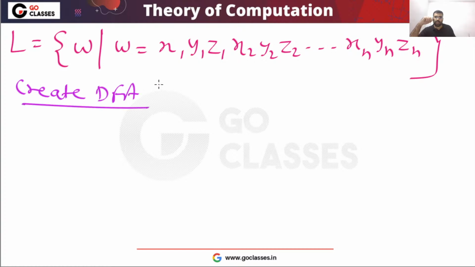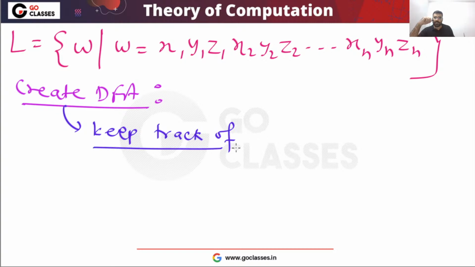When we create a DFA, what is very crucial? Apart from the numbers, x plus y equal to z, what do we have to keep track of when creating the DFA? We have to keep track of carry, yes or no? We have to keep track of carry.